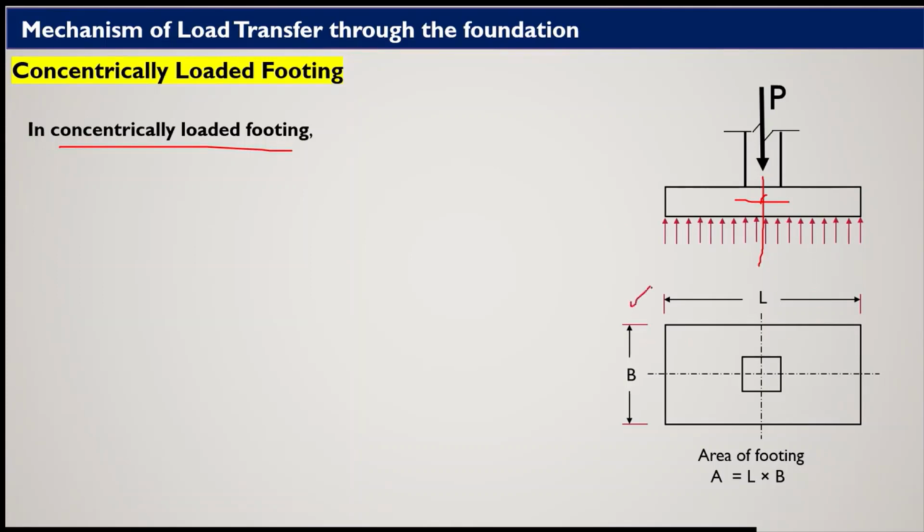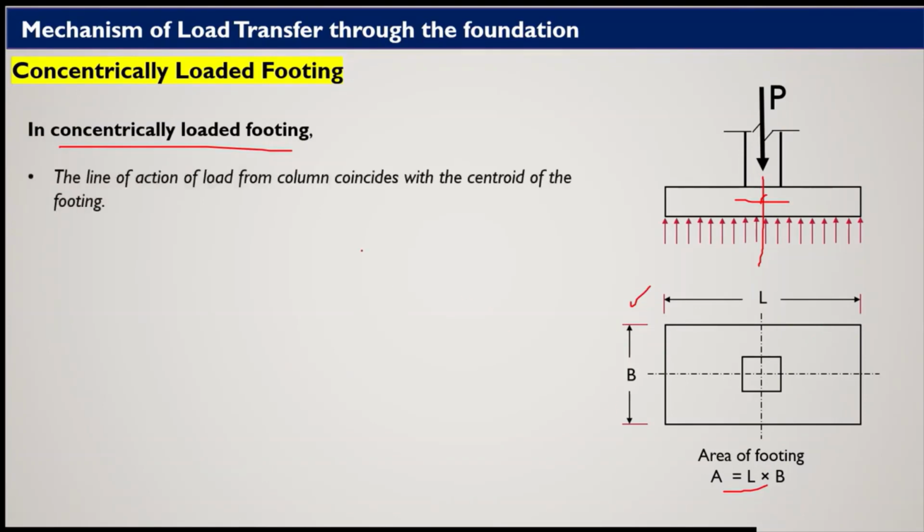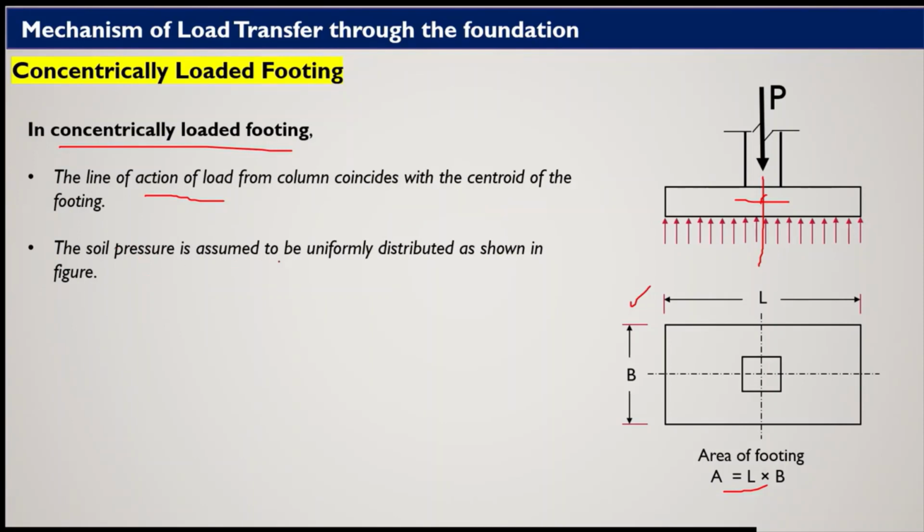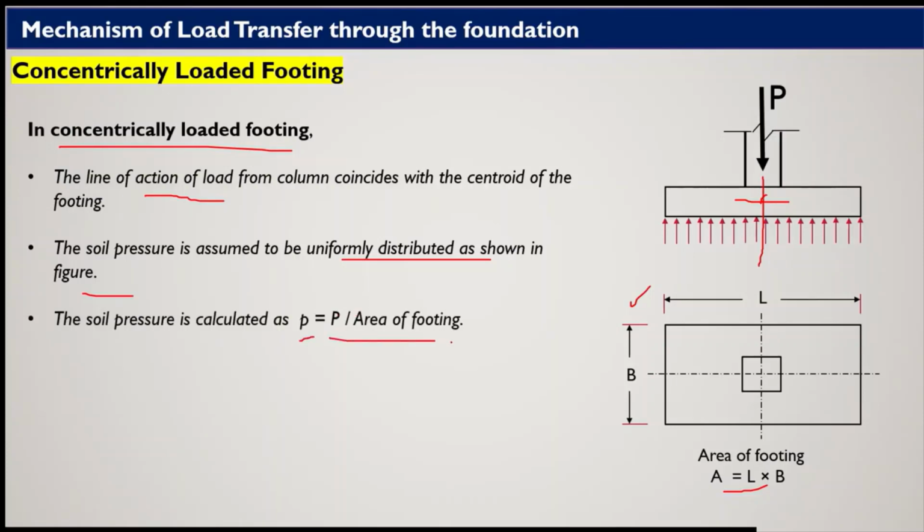So it may be a rectangular footing or a square footing. We can find the area of the footing by multiplying both the dimensions, whether it is square or rectangular. So what we want to say here is that the line of action of the load from the column coincides with the centroid of the footing. Soil pressure is assumed to be uniformly distributed as shown in the figure. This pressure is uniformly distributed, just like a UDL. The soil pressure p we can calculate as the total load divided by the area of the footing.